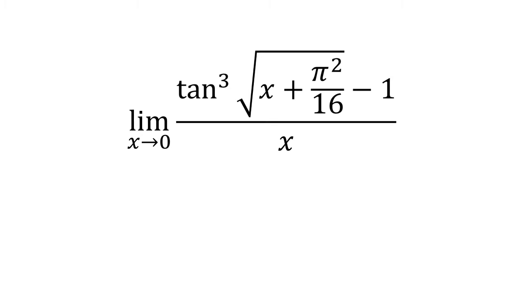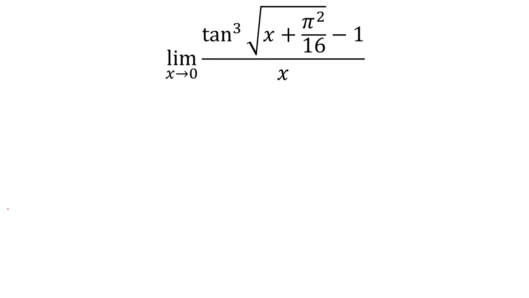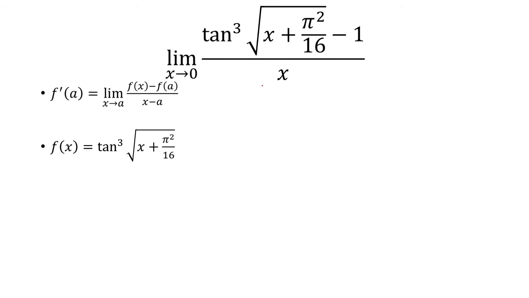In this video, we'll be finding the limit of this. So first thing we want to do is relate this to the definition of derivative, which is f prime of a is equal to the limit as x approaches a, f of x minus f of a over x minus a. Here f of x will take the role of the tangent cubed square root of x plus pi squared over 16.